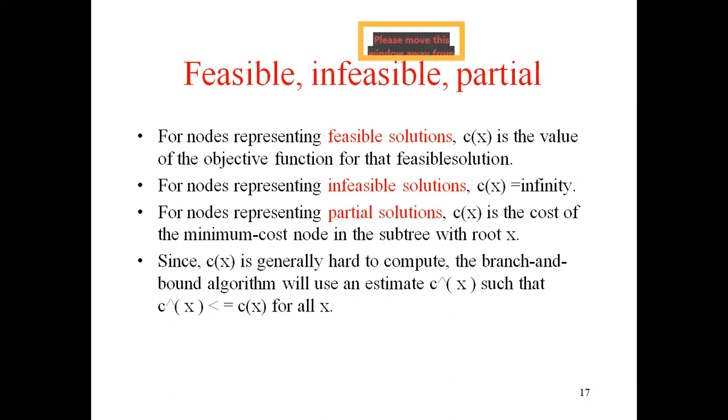So the branch and bound algorithm will use an estimate C cap of x such that C cap of x should be less than or equal to C of x for all x. So what is C cap of x? The estimated cost of reaching the solution node. That should be less than or equal to the actual cost of that particular node.